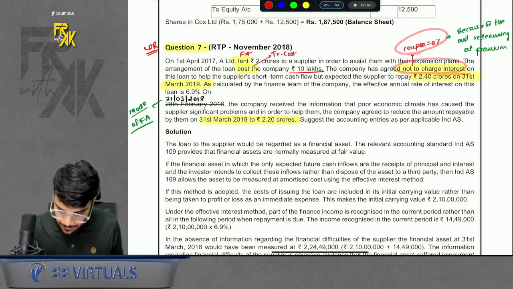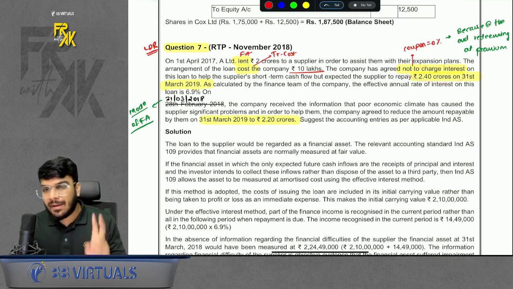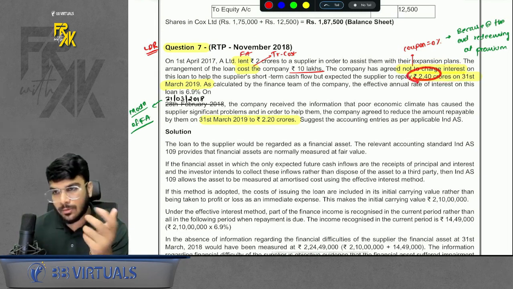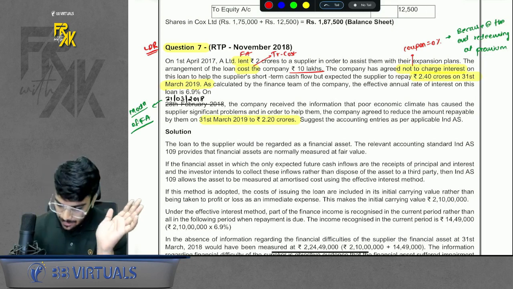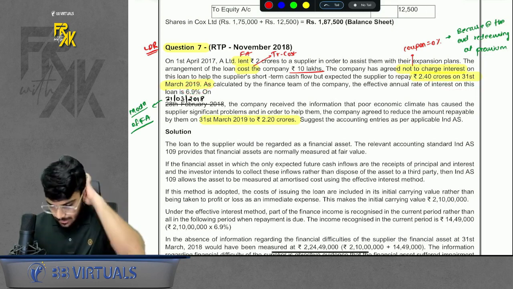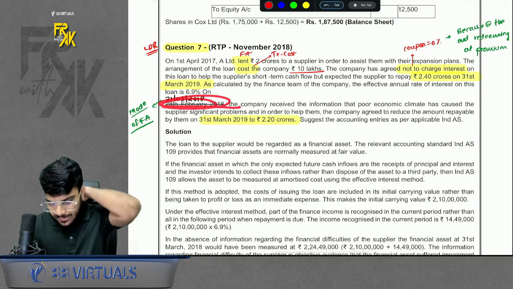Coupon was 0 in this case. Okay. And the repayment will happen after 2 years. We were supposed to take how much? 2.4 we will take. EIR is given as 6.9%. Acha, change the date, right? Yeah, 20th Feb is there. Change it to 31st March.